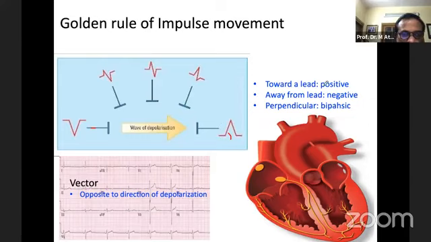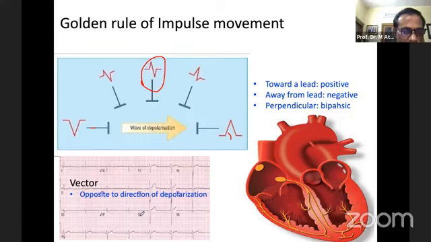So toward the lead, positive deflection; away from the lead, negative deflection; and perpendicular to the lead, for example in this figure, there will be a biphasic deflection. Depending on the amount of perpendicularity, there will be a comparison of positive and negative deflection. So this is the normal criterion of the electrical propagation of impulses in relation to the position of the electrode. Away from the electrode, negative; towards the electrode, positive; perpendicular to the electrode, biphasic.